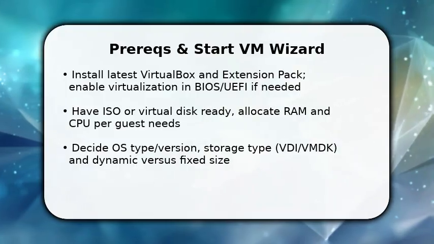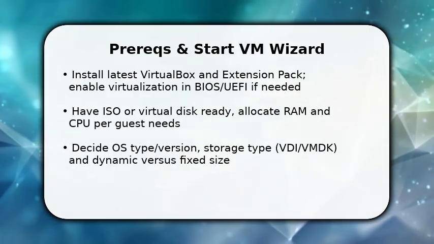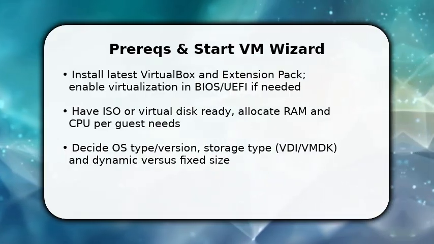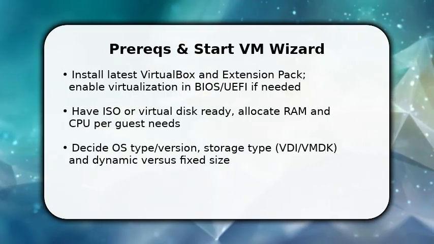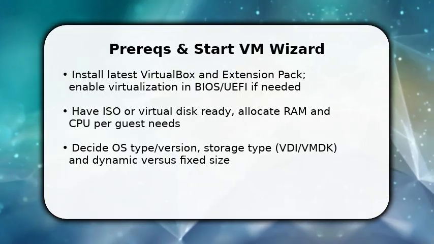You begin by launching VirtualBox and clicking New. You choose a clear name and select the correct OS type and version because VirtualBox optimizes defaults that way. Next, allocate RAM and CPU, give enough for the guest but leave room for your host. Once done, create a virtual hard disk.